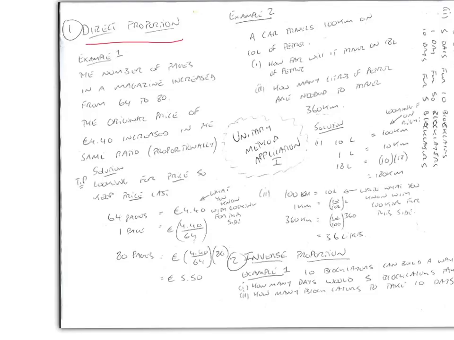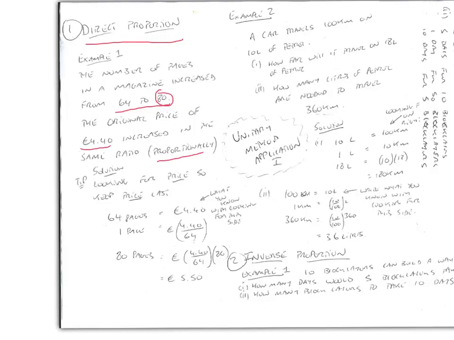So example 1, the number of pages in a magazine increased from 64 to 80. The original price of the magazine was €4.40, and that increased in the same ratio or proportionally. So we need to find how much the magazine would now cost given that it has 80 pages.